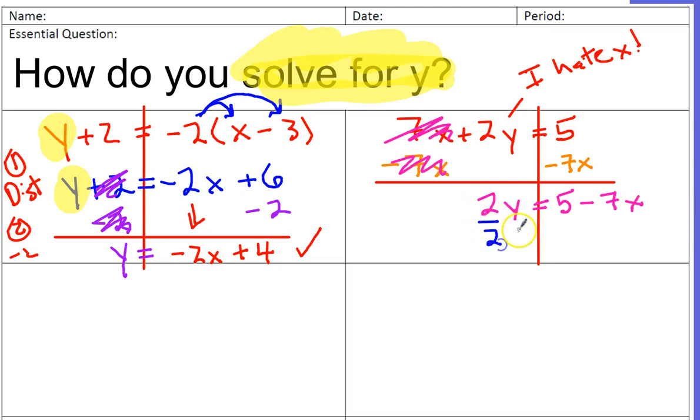I know I'm going to divide by 2, but what's new for today is that if I divide this side by 2, I have to divide everything by 2. So this divide by 2, this divide by 2, this divide by 2. Divide by 2, and then divide by 2. Okay, everything that was okay.